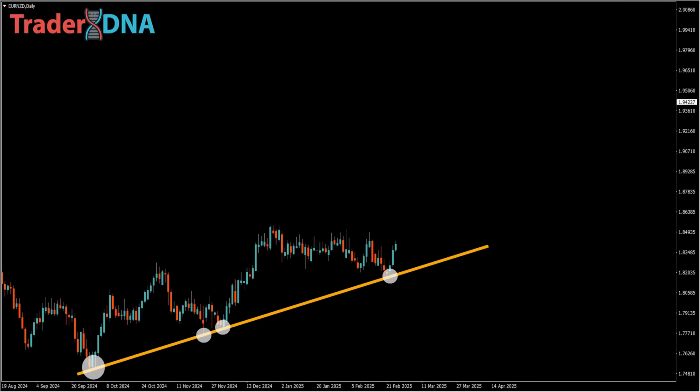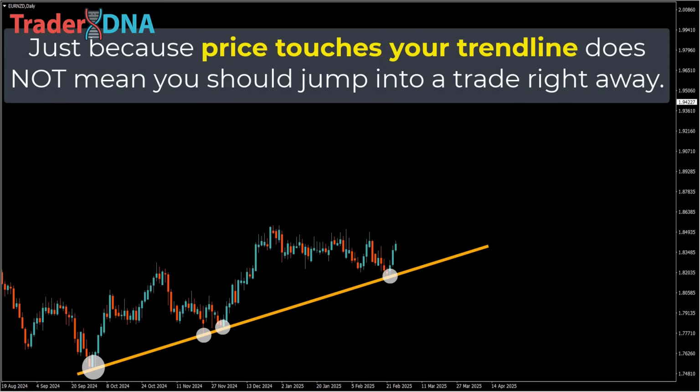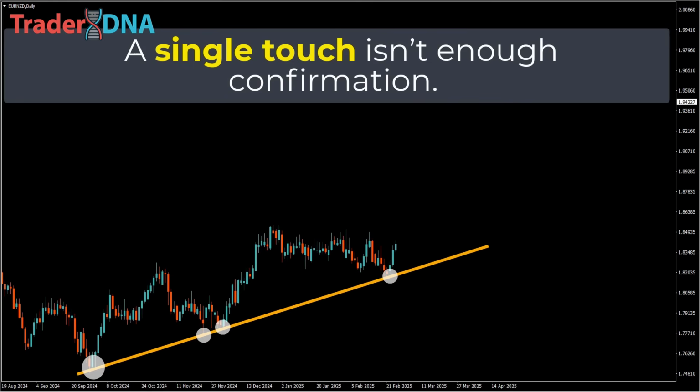But here's the thing you absolutely need to remember. Just because price touches your trend line does not mean you should jump into a trade right away. That's a common mistake among beginners. A single touch isn't enough confirmation. You need to combine it with other price action techniques to validate that what you're seeing is truly a continuation, not a reversal in disguise.